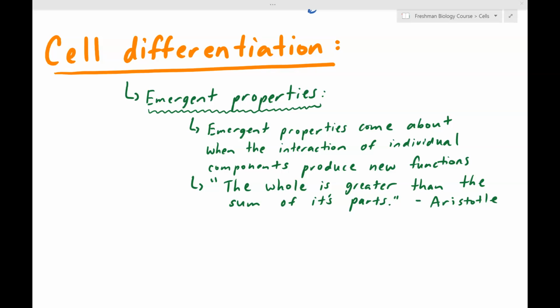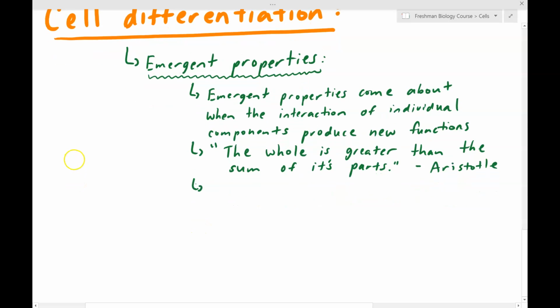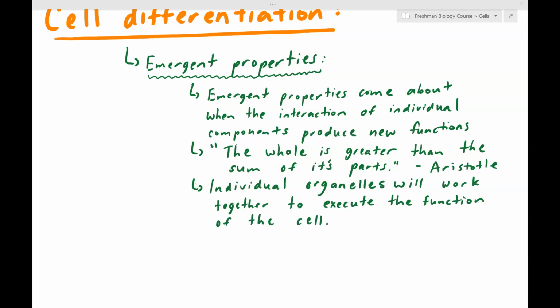So you're going to have the individual organelles that are going to work together to create the overall function of that individual cell. So let's go ahead and add that the individual organelles work together to execute the overall function of the cell. As we start to learn the functions of the individual organelles, we'll see that each one is an important part to the overall function of that cell.